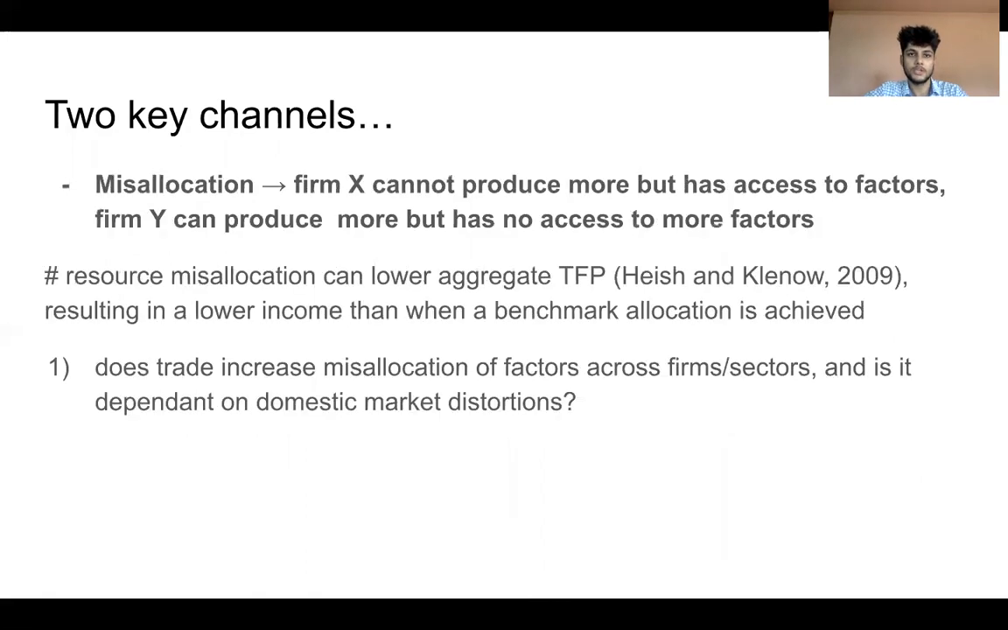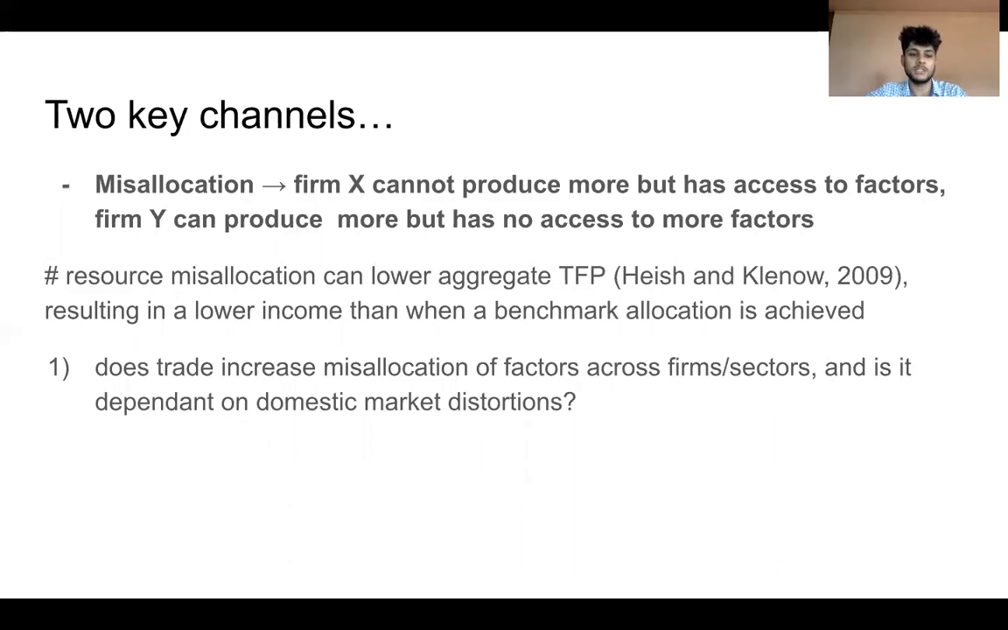So the other channel is misallocation, which basically means that if a firm cannot produce more but has access to more factors, then those factors can be reallocated to other firms who can actually produce more but have no access to more factors. And recent results have shown that resource misallocation can lower aggregate TFP, resulting in a lower income.